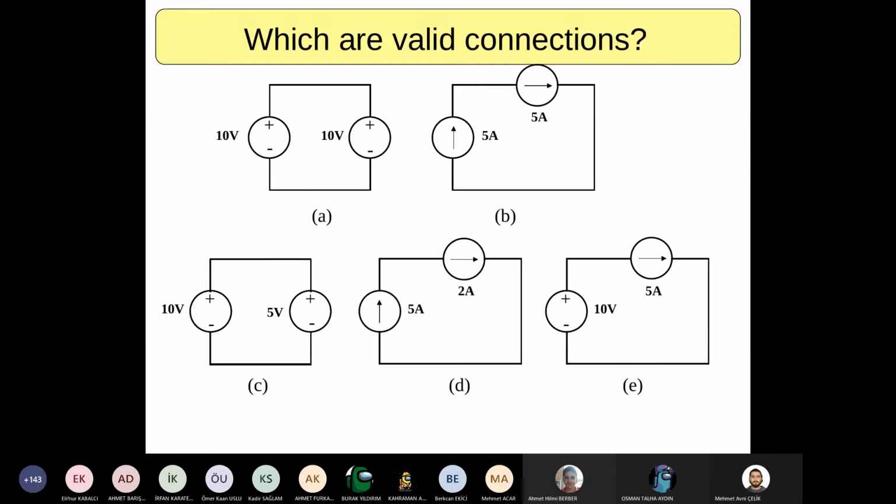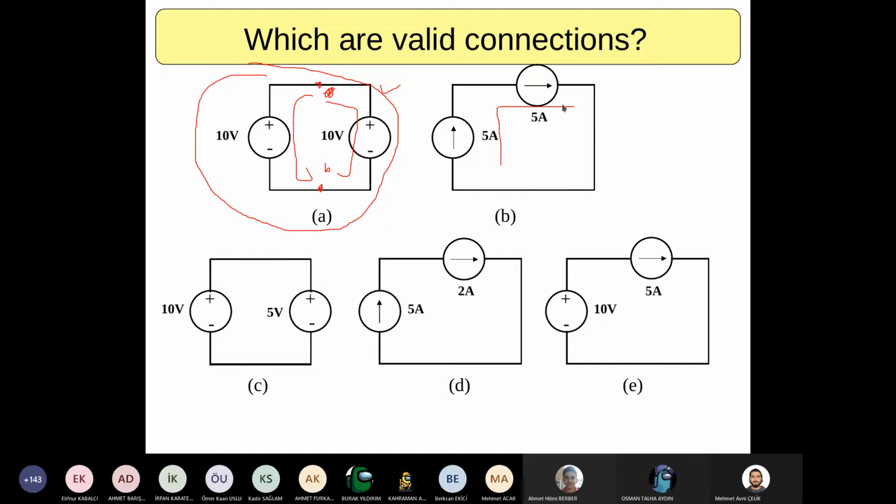Now, since it's kind of easy, can anyone tell me if this first circuit is valid or not? Should I pick a person? Valid. That's valid because putting these 2 nodes in here, let me call them A and B. Writing A and B is kind of difficult, but I'm still doing it. From this branch, it's 10 volts. From the second one, it's 10 volts. So this one is valid.